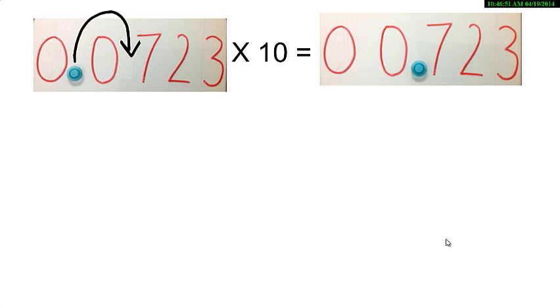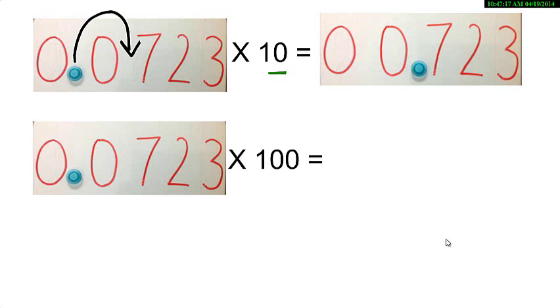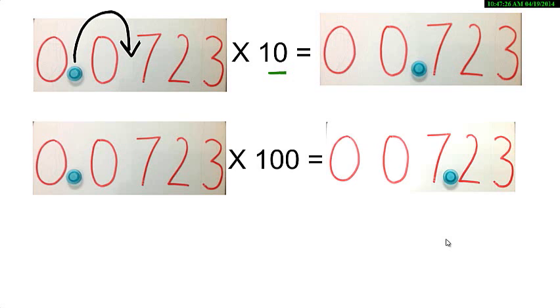The mnemonic here is 10 has 1 zero, so the decimal point moves one place to the right when you multiply. So 0.0723 into 10 is nothing but 0.723. If I multiply 0.0723 by 100, then the decimal moves 2 places to the right. So move your magnet 2 places to the right. Can I say 0.0723 into 100 is nothing but 7.23?